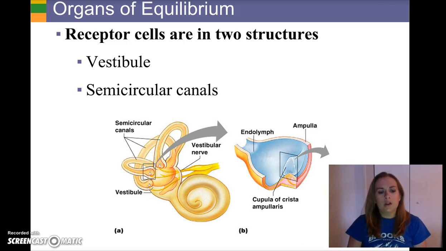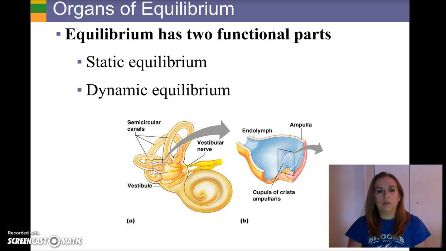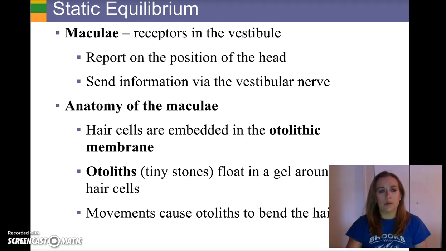So now we're going to move on to equilibrium, and we're going to talk about the receptor cells and where they are located. We've got the vestibule and the semicircular canals, and because we've got two different structures, we actually have two different kinds of equilibrium that we're going to talk about. There are two functional parts: static equilibrium and dynamic equilibrium.